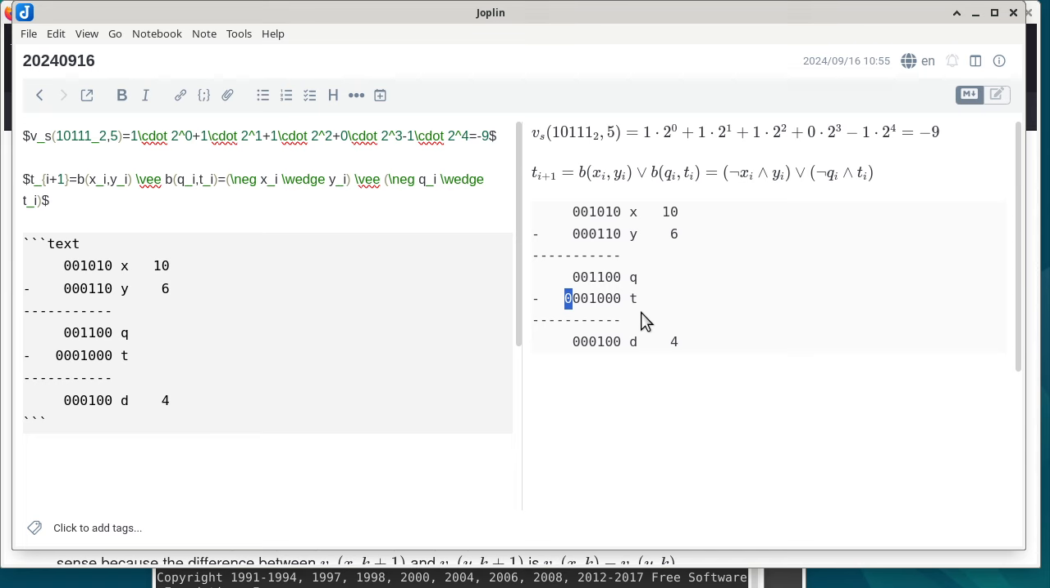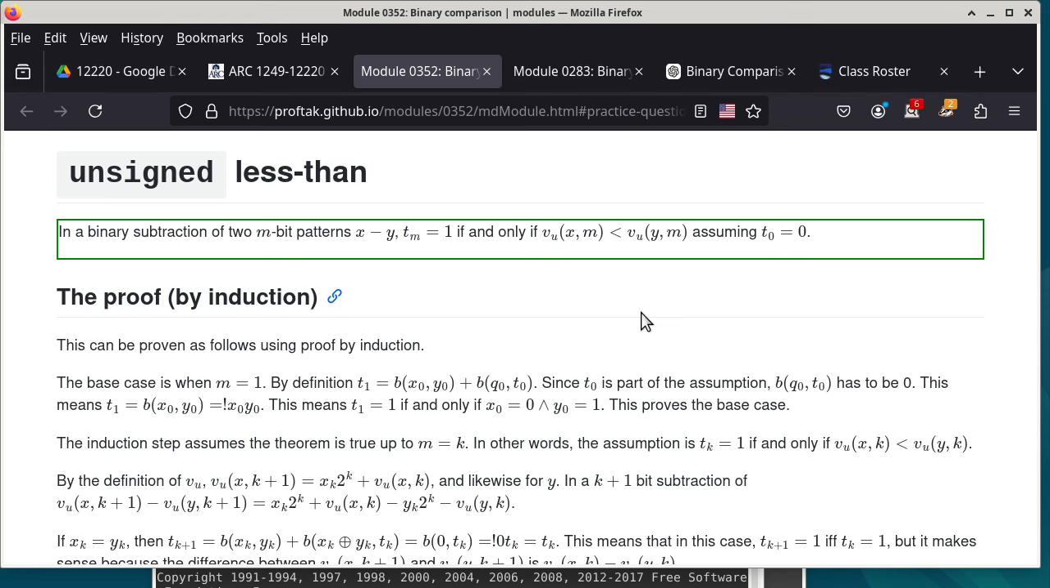It is digit 6 of the borrows. It is a 0. So I look at this 0 and I can tell that x is not less than y because of the statement in the notes here. It says in a binary subtraction of 2m, in this case m is 6, 6-bit pattern x minus y, T6 in this case equals m if and only if the unsigned interpretation of x is less than the unsigned interpretation of y. The unsigned interpretation of x is 10, the unsigned interpretation of y is 4, and therefore it is not less than, because T of m is a 0 this time.